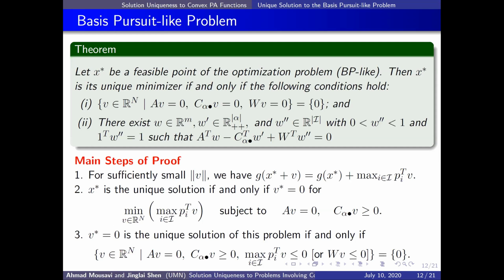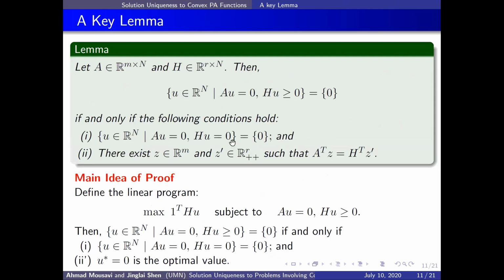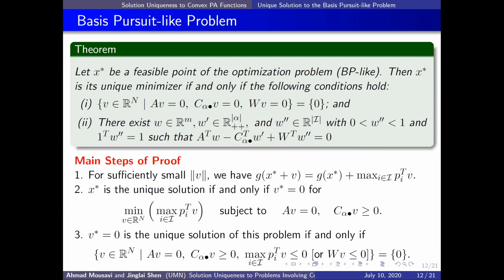And now the third thing is to notice that 0 is the unique solution of this problem here if and only if this situation happens. And maximization of PI transpose V is less than or equal to 0, which is actually equivalent to WV less than or equal to 0. So you can see that for some matrices A and H, my problem reduces to this question. Now I use these two results to come up with the conditions which are here.